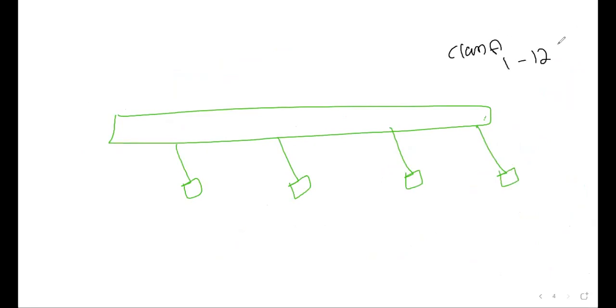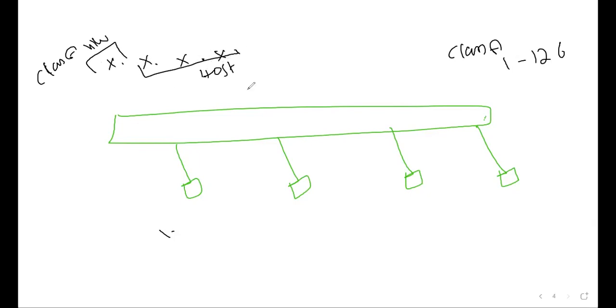Class A is 1 to 126. If I am giving 1 dot, I have to give 4 digits. If it's class A, this is network and this is host. Host can be changed to get more systems into the network.